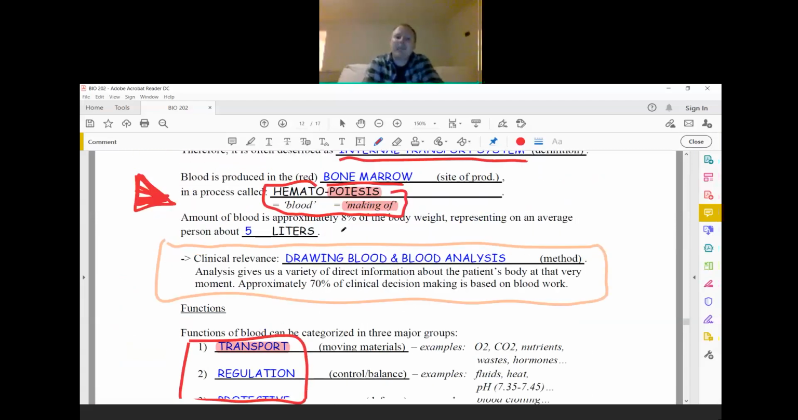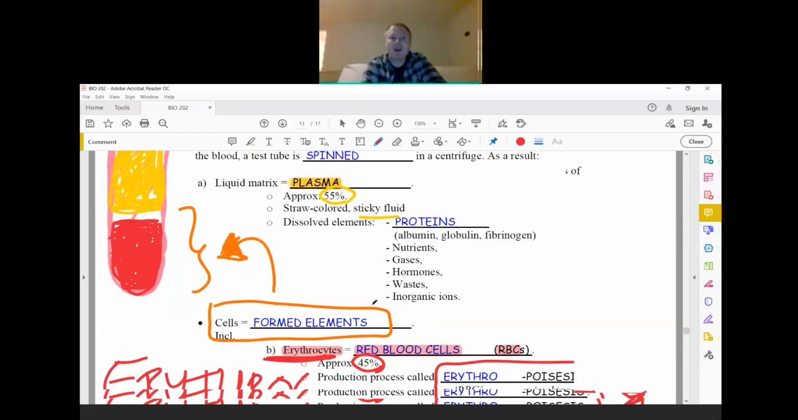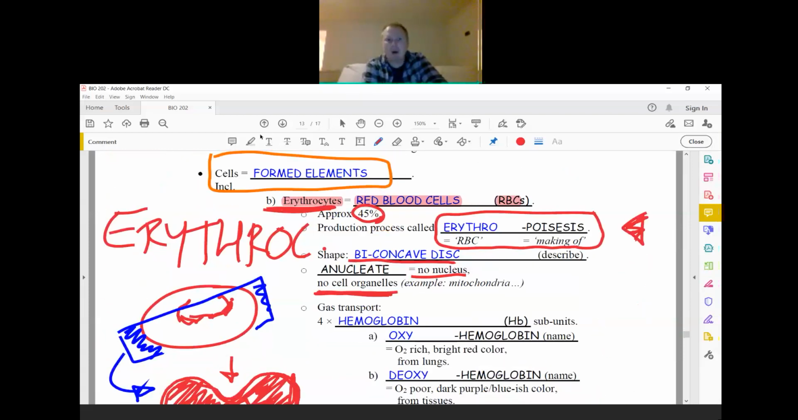So I said earlier on that when we talk about production of the blood, we talk about hematopoiesis. So hemato was blood in general, and poiesis was making. Well, when we talk about production of the red blood cells, now we're going to talk about erythropoiesis. And you'll notice this word erythro refers to erythrocyte, which was the scientific name of the red blood cells. So the production of the red blood cells is going to be erythropoiesis.